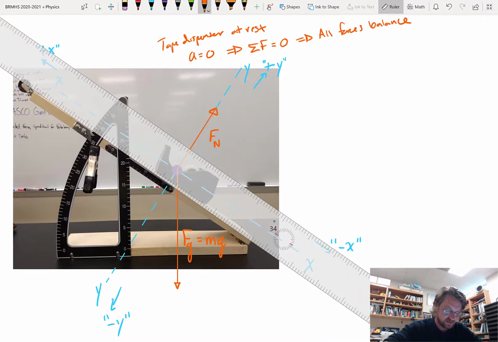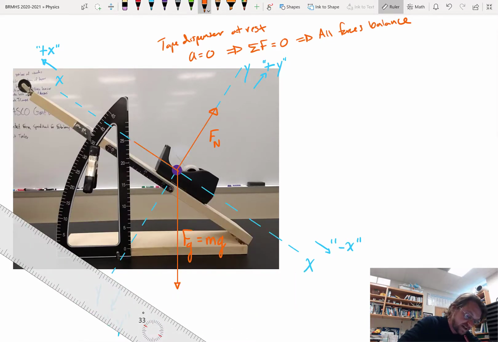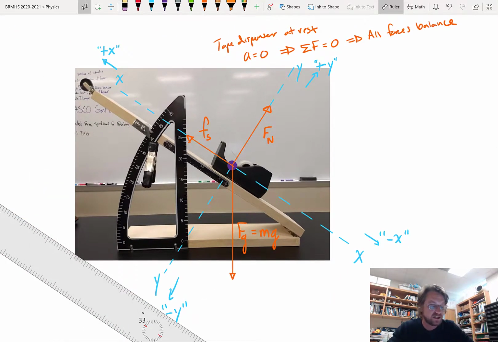Okay, so we've got gravity pulling straight down, normal force, and the last thing we need here is going to be our static friction. This is not moving. There's got to be some friction there. That's what those little rubber things on the bottom of the tape dispenser are for, right? They keep it from sliding around. Okay, so my static friction, or Fs, is pointing up the incline in the positive x direction. Notice how my friction is now parallel to one of the axes that I've made. Normal force is parallel to the y-axis. Static friction is parallel to the x-axis.